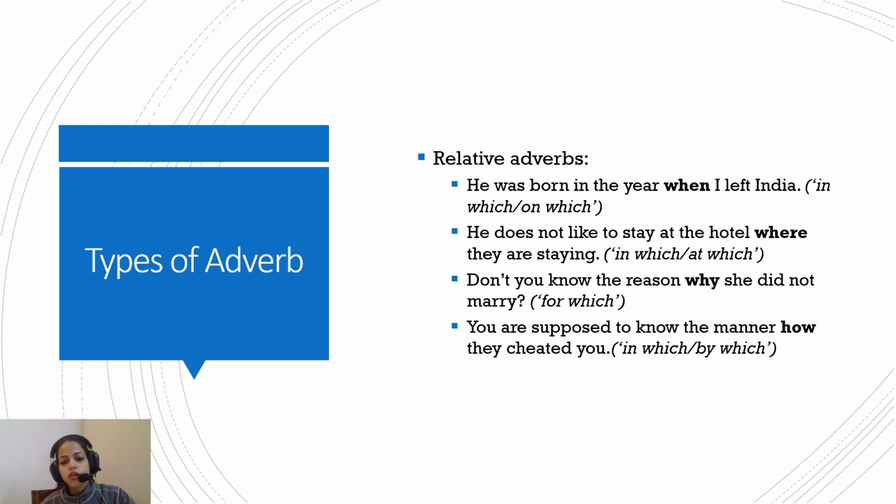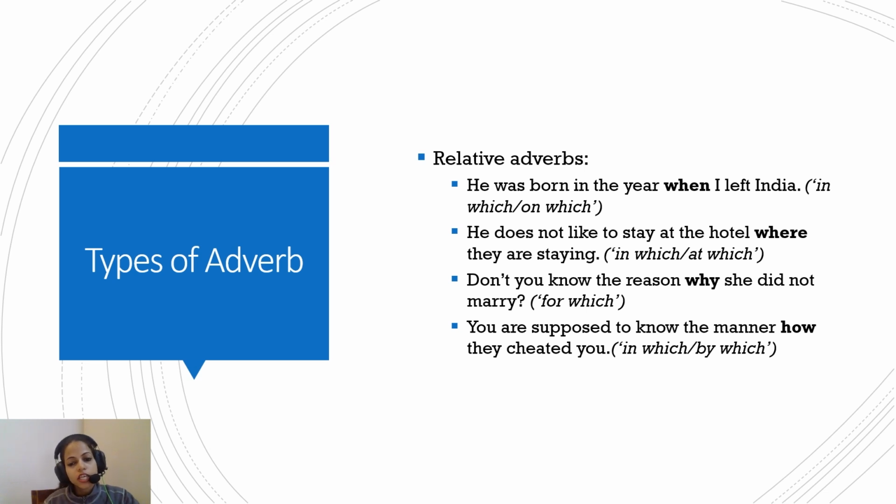So relative adverbs, like I told you, are used to join two clauses. For example, he was born in the year when I left India. Here, when is joining the first part and the second part of the sentence. That he was born in the year is one clause telling of the year, and him leaving India is the second clause. So these two clauses are joined by the adverb when.